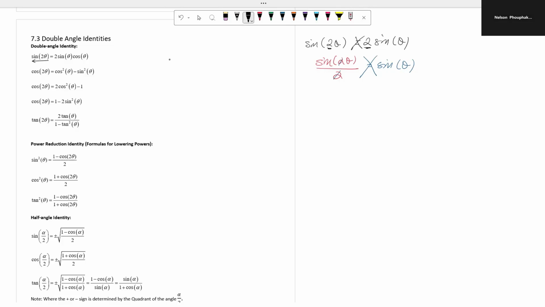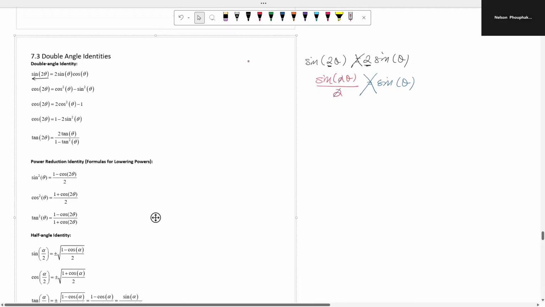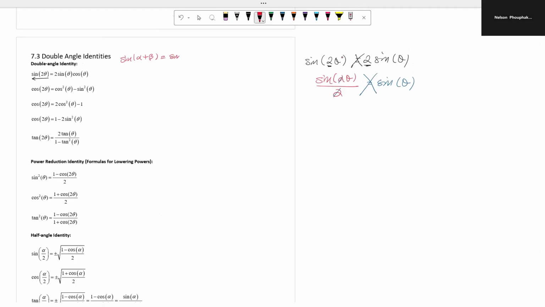Okay. Why did this happen? Then we have to go back to the last section, when we learned sine of alpha plus beta, which is sine of alpha cosine of beta plus sine of beta cosine of alpha. So now take a look. If I have sine of 2 theta, it is equal to sine of theta plus theta.